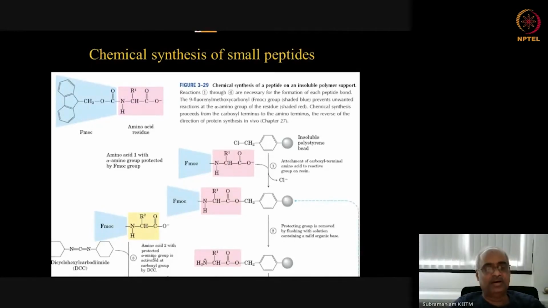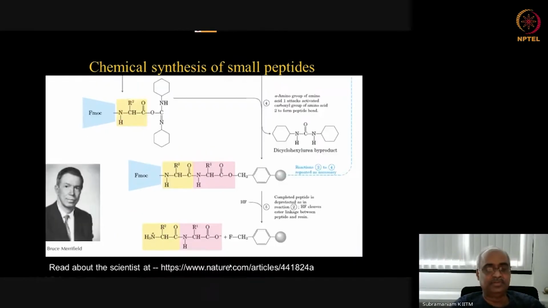One, the next incoming amino acid, its carboxyl group needs to be energized or activated, and that is done by combining with this dicyclohexyl carbodiimide or DCC. The product is there in the next slide. And similarly, you need to so that leads to the formation of this.